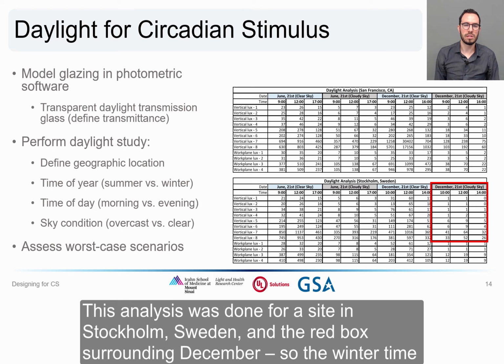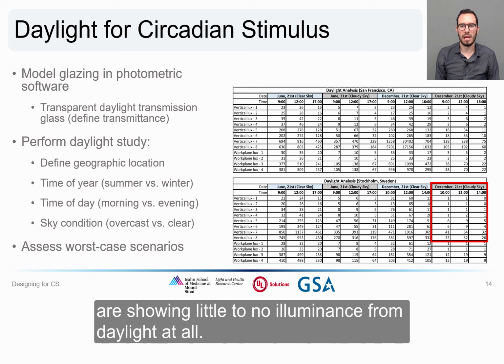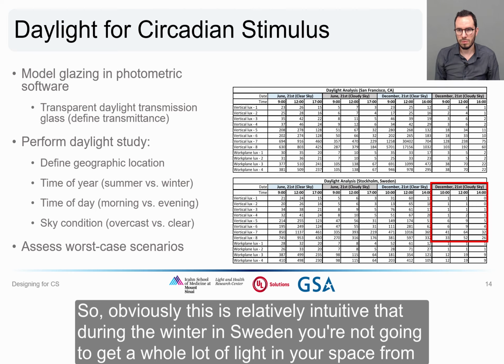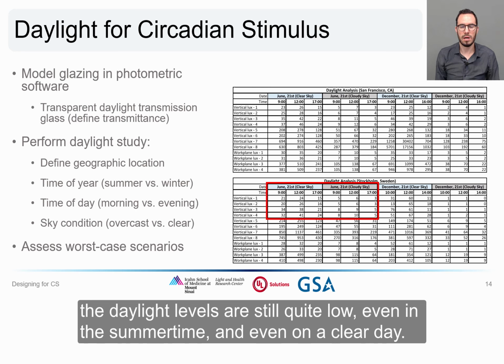This analysis was done for a site in Stockholm, Sweden, and the red box is surrounding December, so the winter time with a cloudy sky. And as you can see, the illuminance values in lux for the 8 vertical calculation points or locations in this model are showing little to no illuminance from daylight at all. So obviously this is relatively intuitive that during the winter in Sweden, you're not going to get a whole lot of light in your space from daylight. But it's also true that even during the summertime, for certain seating locations in the space, the daylight levels are still quite low, even in the summertime and even on a clear day.